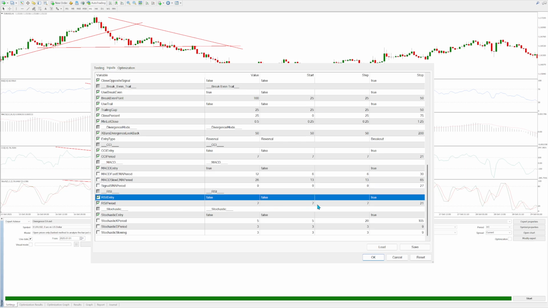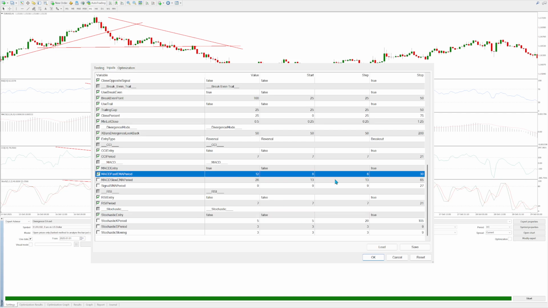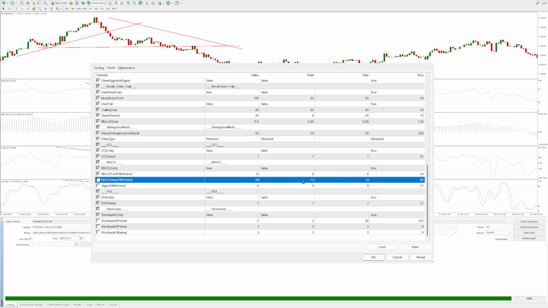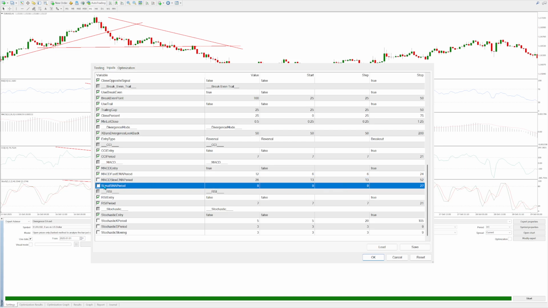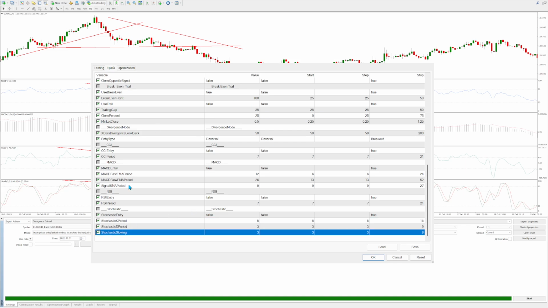RSI entry true or false, RSI period 7, 14, 21, stochastic true or false. Actually, I do think maybe we will do 6, 12, but 18, 24, maybe not so much. 26, 29. I think we'll go 52 on that. Make sure you select there. And we'll leave that 27. So we're optimizing quite a lot of settings here. So we're probably going to end up with over optimization, but I'll explain that to you shortly. So these are all the settings we're going to optimize.